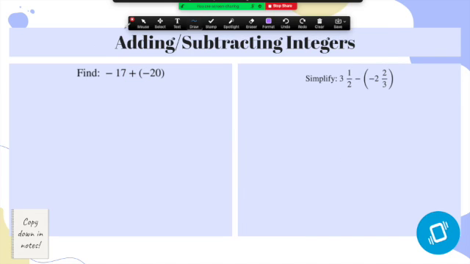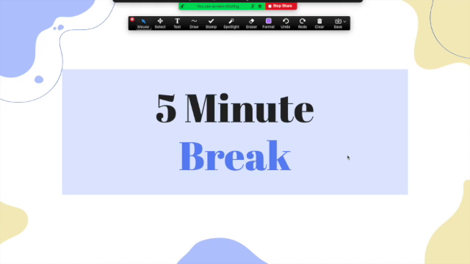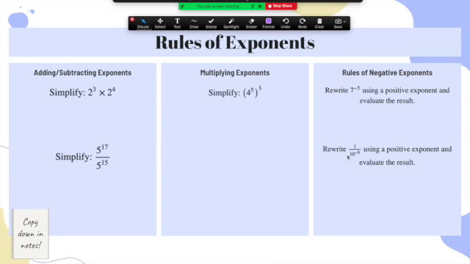Cool. Oops. Last one is rules of exponents. We have here adding exponents, multiplying exponents, and using negative exponents. Let's look at the first one.